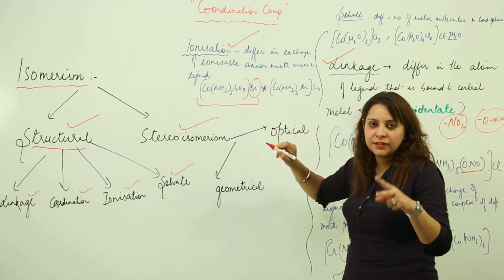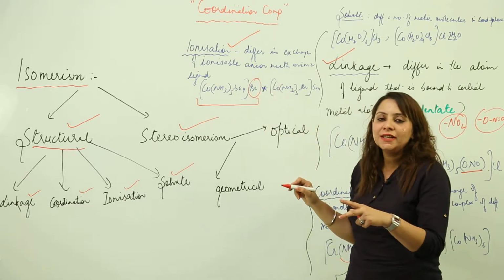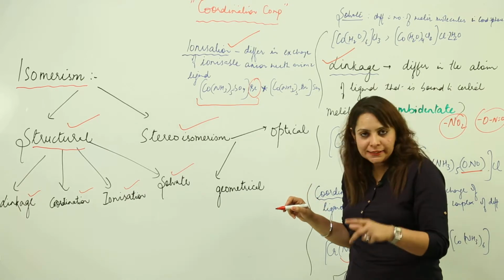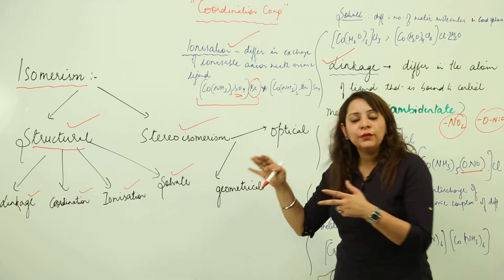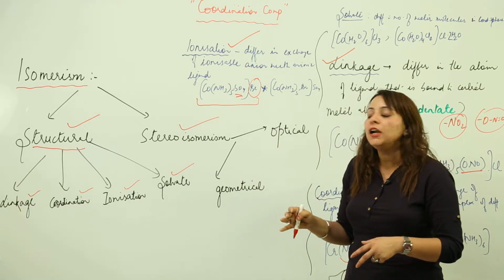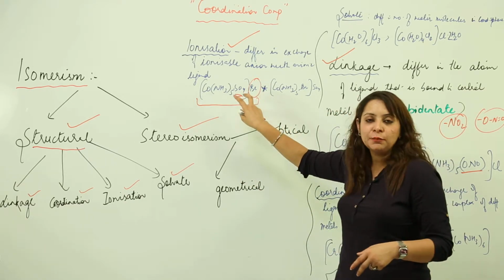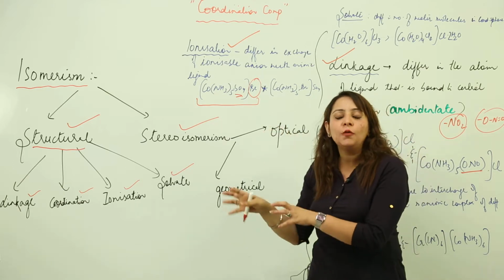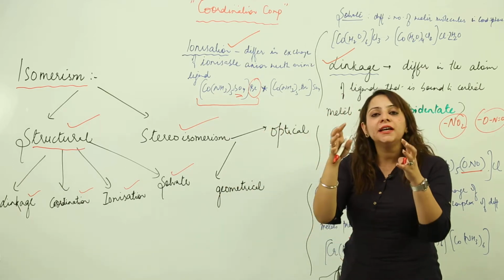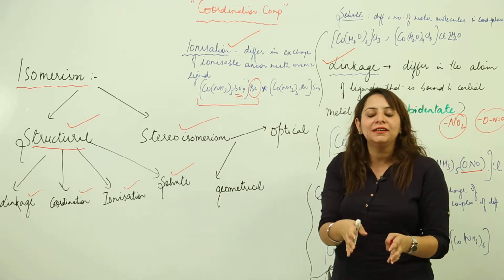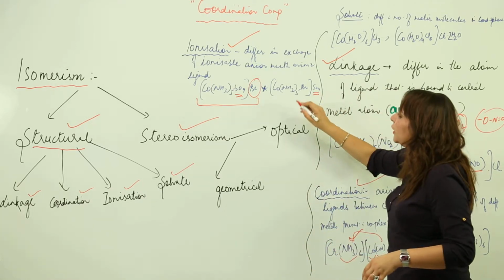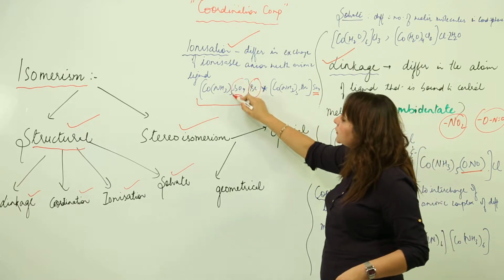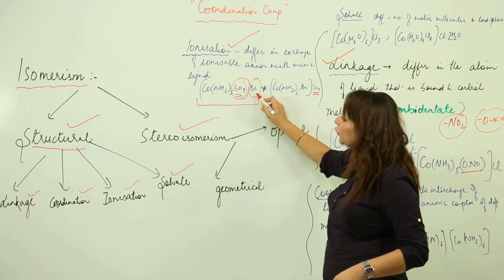Br is the primary valency, you can say, or you can say it is the ionizable anion, and sulfate is non-ionizable. Now what I have done, when I wrote its isomer, I have just exchanged their anions. That means the ionizable ion now becomes a ligand and the non-ionizable ligand now becomes the ionizable group. So this was non-ionizable and this was ionizable.